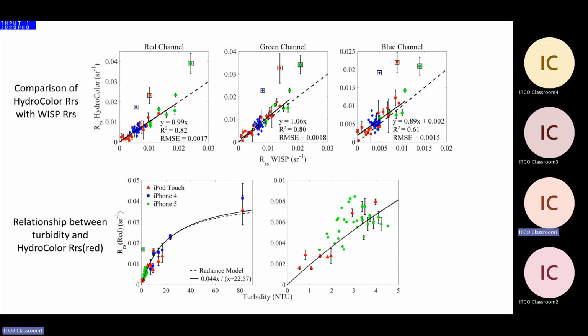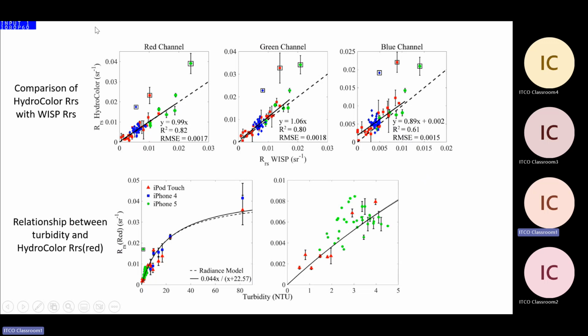On the top are 3 different comparisons between RRS coming from the Hydrocolor app versus a WISP, which is a commercial radiometer. And overall, it's quite good. These aren't even log scales. These are linear scale. Works pretty well. There are some outliers highlighted. He does go over why he thinks that's the case, but works in general quite well. On the bottom, there's an example of using the red RRS as an estimate of turbidity. That also works pretty well, and he validated that against the commercial turbidity sensor.